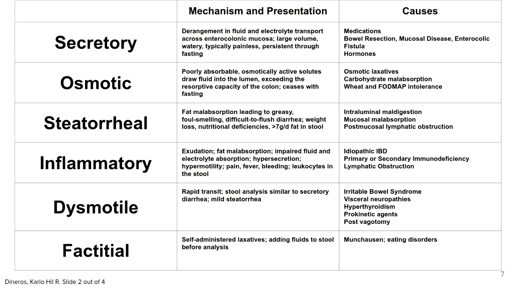And its key point is leukocytes in the stool. It is primarily caused by idiopathic IBD, primary or secondary immunodeficiency, and lymphatic obstruction. For dysmotile diarrhea, its mechanism and presentation are as follows: rapid transit, and the stool analysis would be similar to secretory diarrhea, and it also presents with mild steatorrhea.